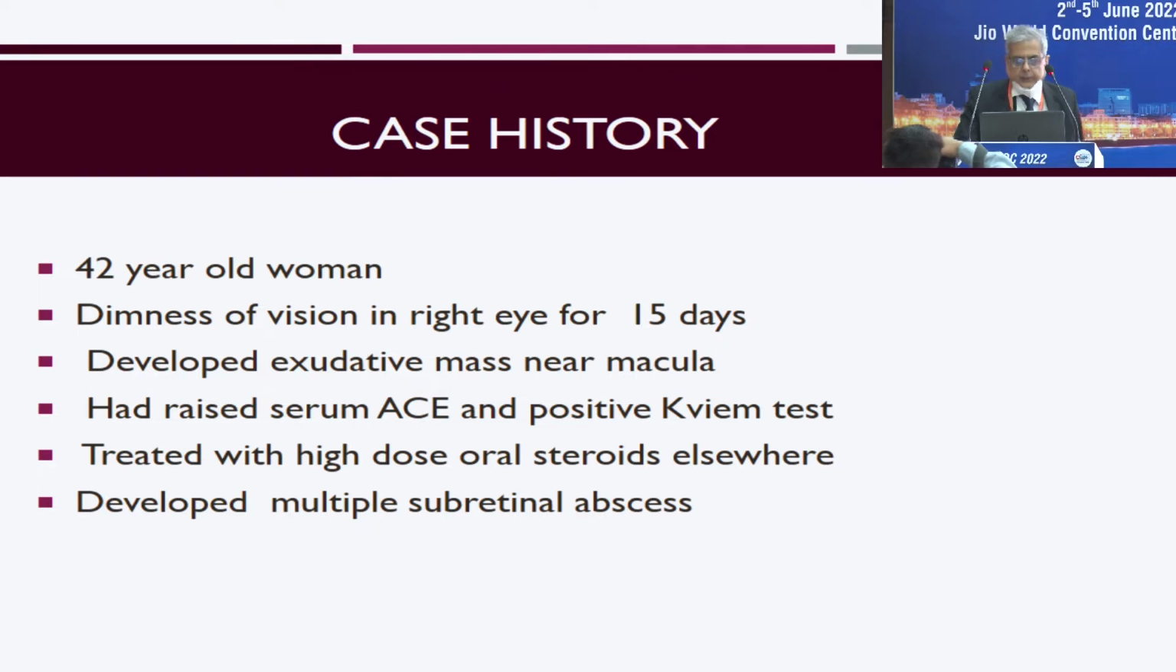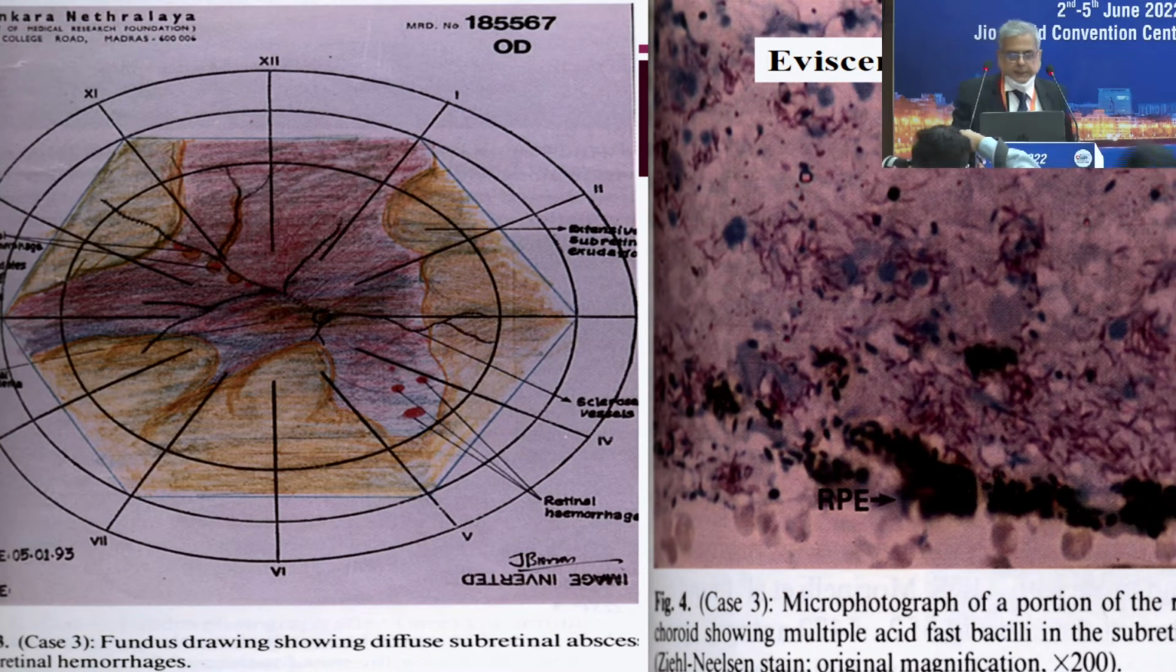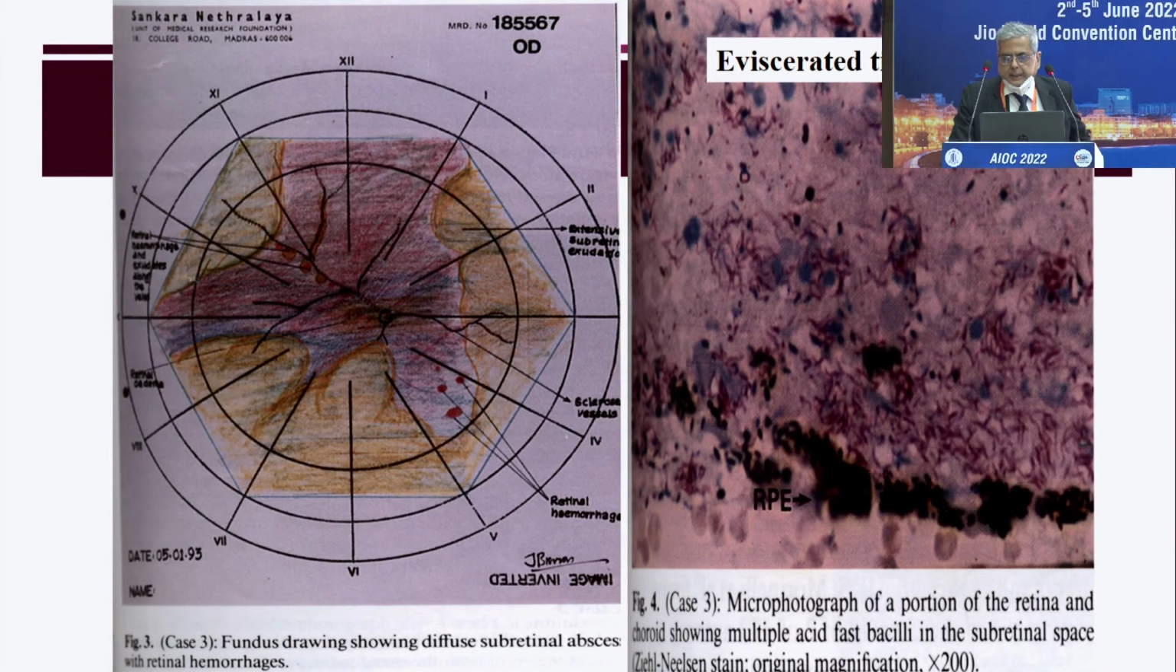Treated with high dose of oral steroid elsewhere, she developed multiple subretinal abscesses, and you can see the diffuse subretinal abscess with retinal hemorrhages. The eye could not be salvaged and went into panophthalmitis. Ultimately, evisceration was required, and the eviscerated tissue showed a very interesting histopathology finding, with myriads of acid-fast bacilli in the subretinal space, showing the direct invasion of Mycobacterium tuberculosis causing the subretinal abscess.